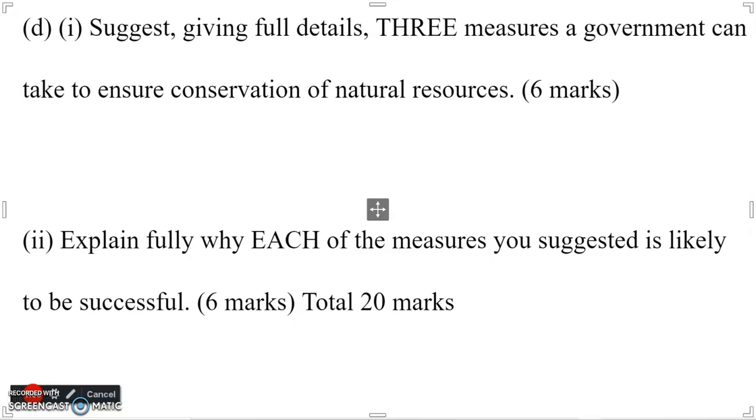All right, so that's part A of the question. So I want you to write 3 measures that the government can take to ensure conservation of natural resources for 6 marks. So I'm going to give you some time to write your 3 measures. Just write your answers. What are the 3 things that the government can do to conserve natural resources? Just that I'm asking you to write in your first paragraph for 6 marks.